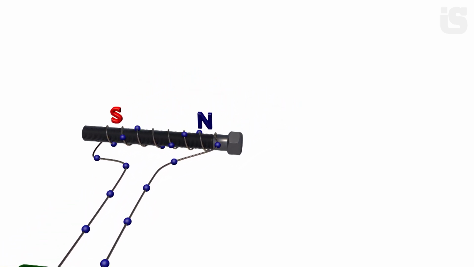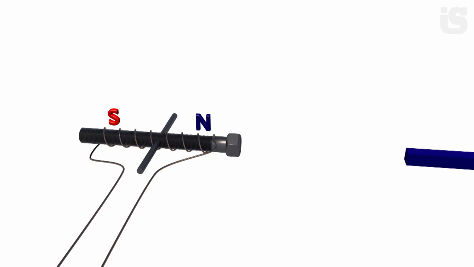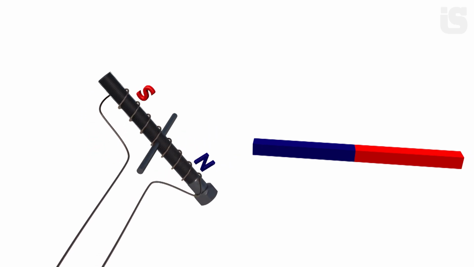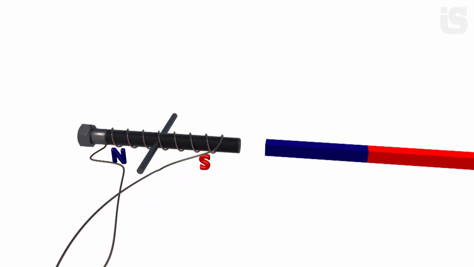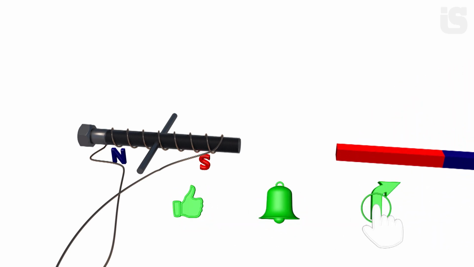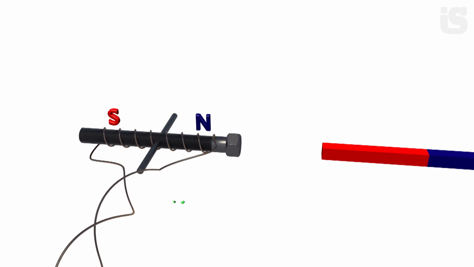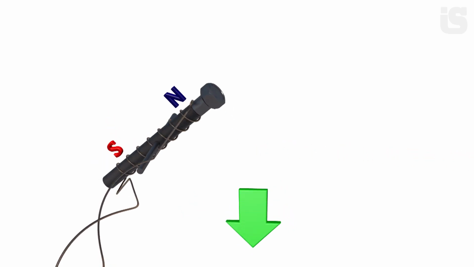Let's assume that this electromagnet is attached to a rotating axis and can rotate freely. Bring a permanent magnet close to it, and the electromagnet will rotate. Change the poles of the permanent magnet, and the electromagnet will rotate again. As you can see, the electromagnet rotates, but the electrical wire also twists.